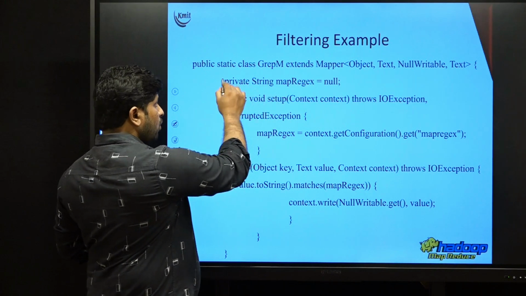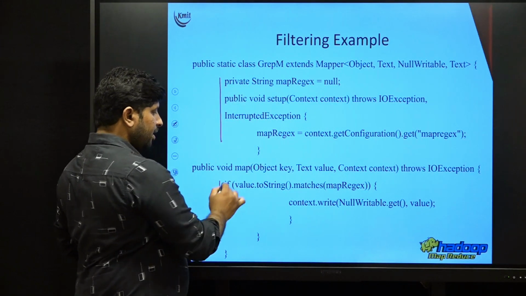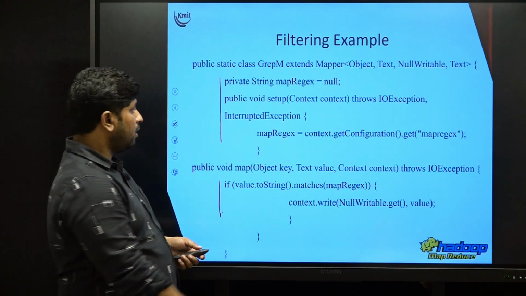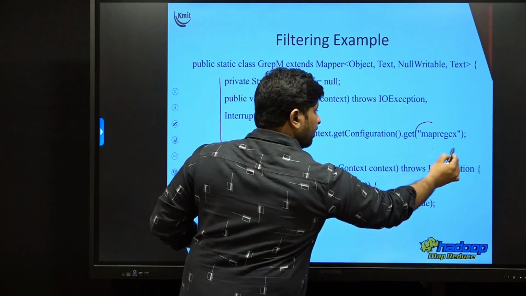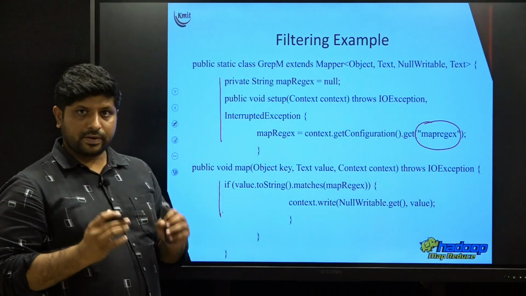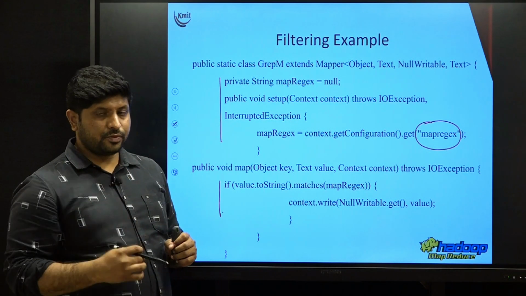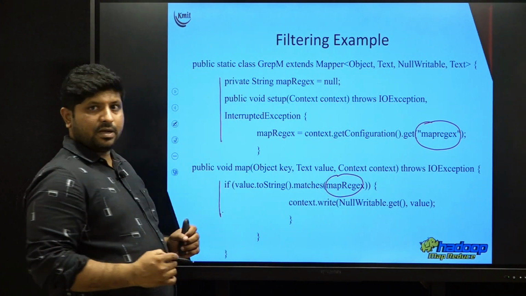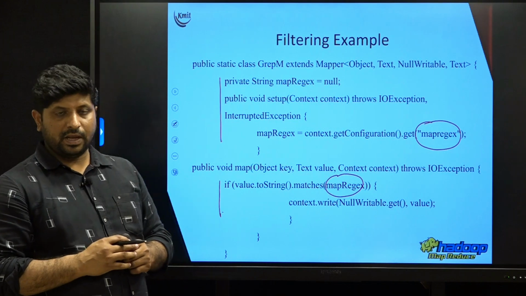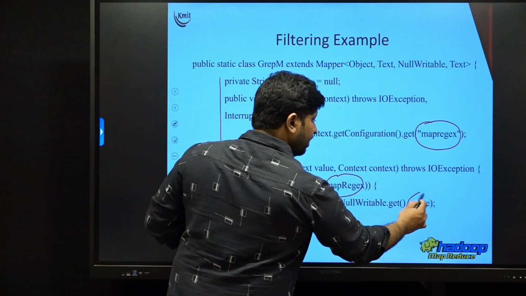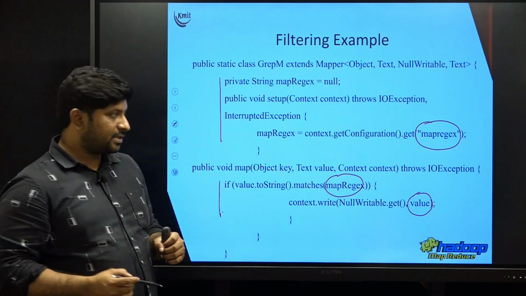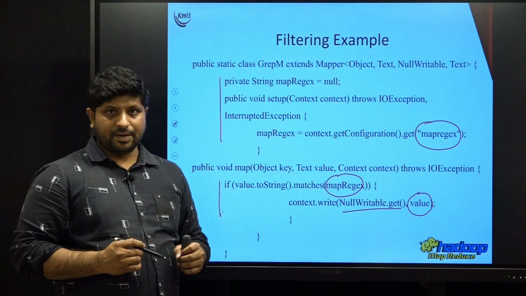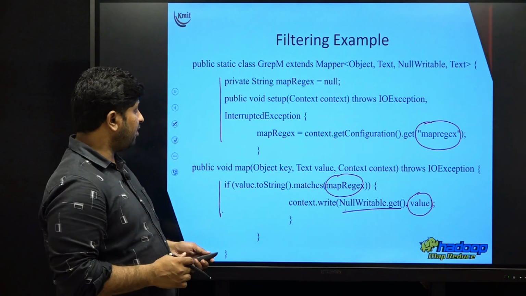As I said, we have only a mapper class in generic filtering. The logic here is that you take the expression, or whatever area of interest you want to match, and it is matched with each and every line of a particular file. If it matches, the value will be returned. Whereas for the key, we are going to write a NullWritable. NullWritable is an interface class in Writable, which returns a null value.